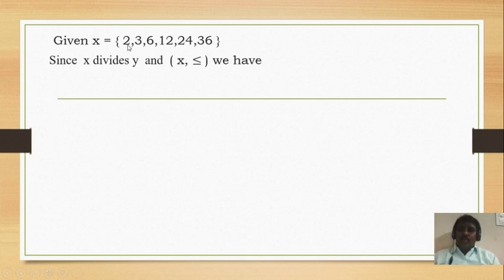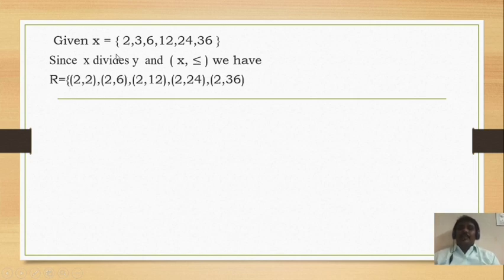Suppose I take 2, then 2 must divide some values. If I take 3, then 3 must divide some values. If I take 6, then 6 must divide some values. Similarly 12, 24 and 36. So first we write the relation R based on the condition x divides y, keeping in mind that it is also less than or equal to. So R equal to, first I am taking 2, and the condition is x divides y with remainder 0.